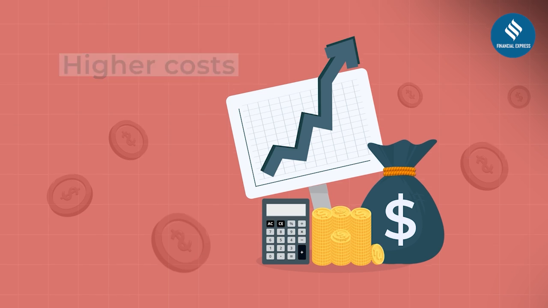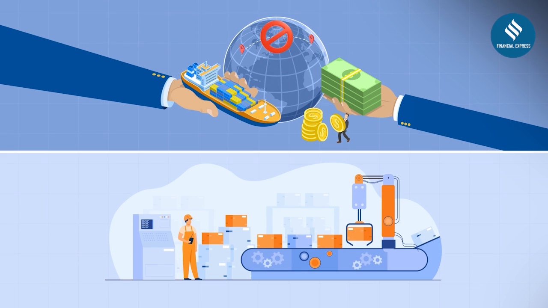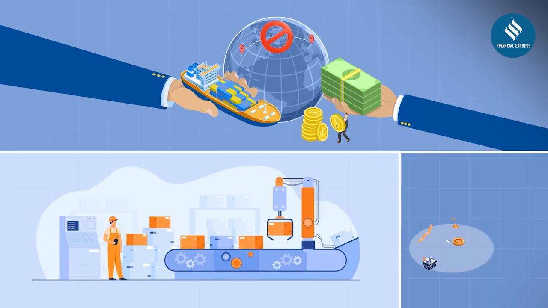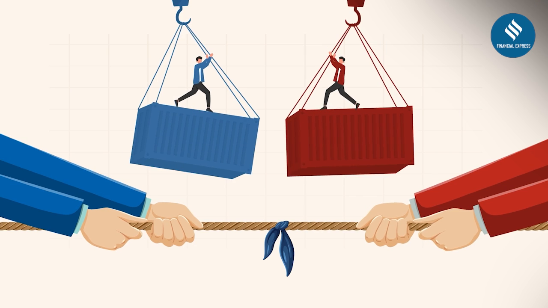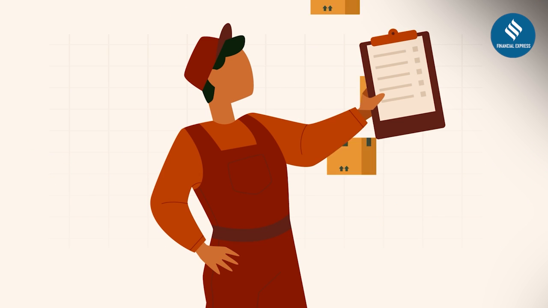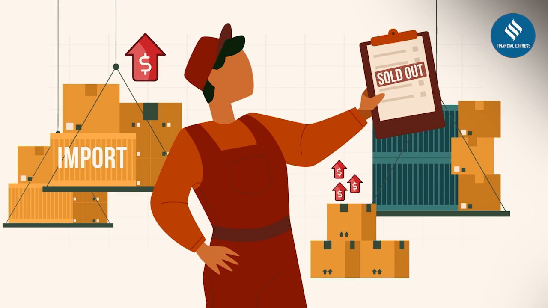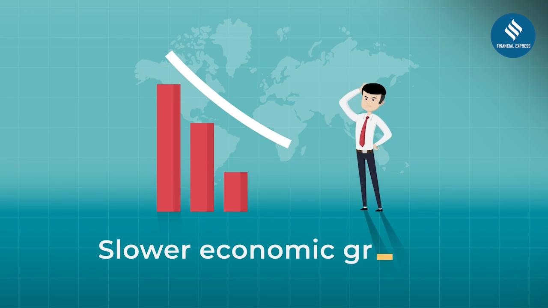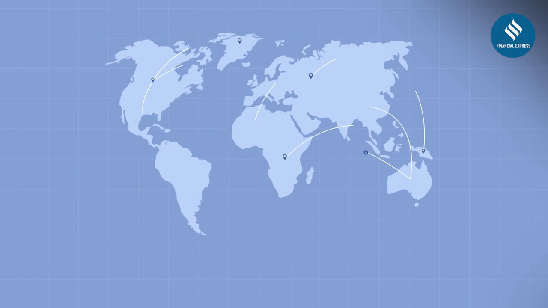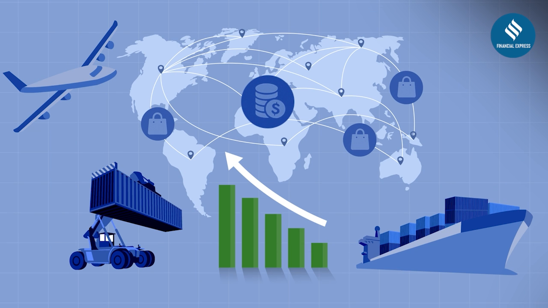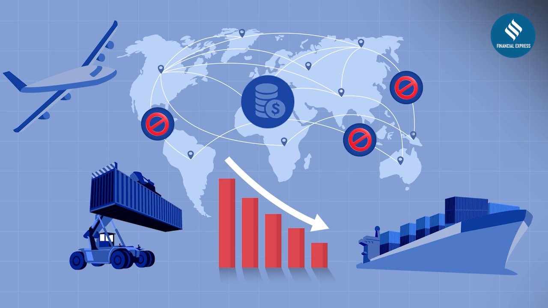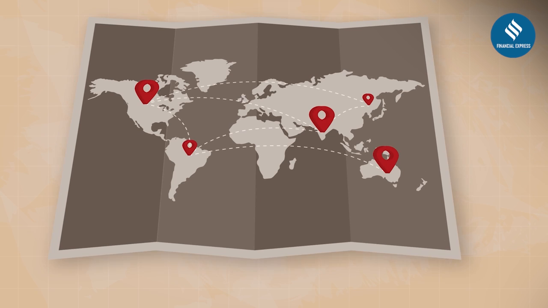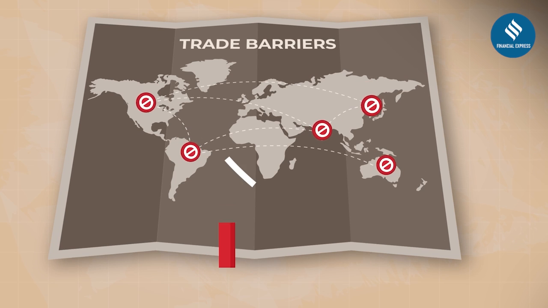Higher costs. Without trade, countries have to produce goods they aren't efficient at making, which raises prices for everyone. During trade wars or embargoes, imported goods become expensive or unavailable, forcing countries to spend more producing them domestically. Slower economic growth. Trade allows countries to grow faster by accessing resources and markets worldwide. Cutting off trade limits opportunities for growth. After World War I, many countries imposed trade barriers that slowed global economic recovery.